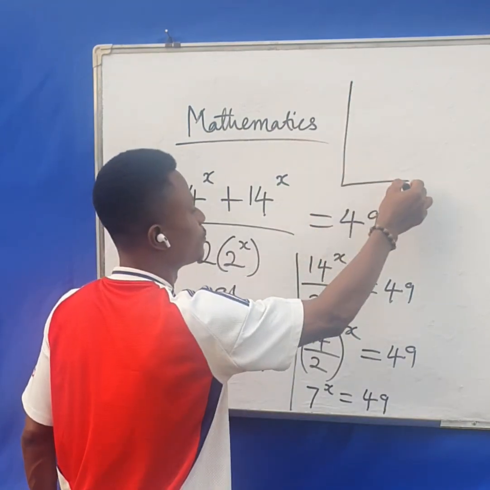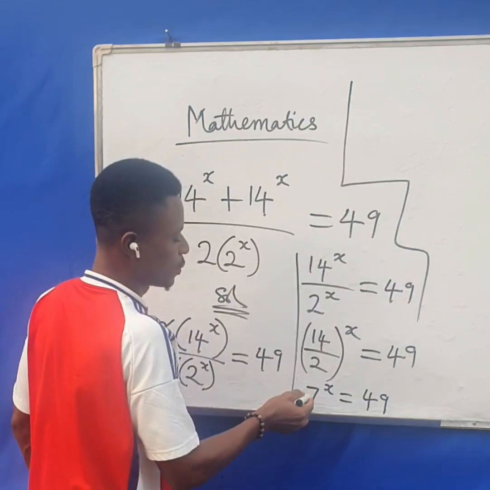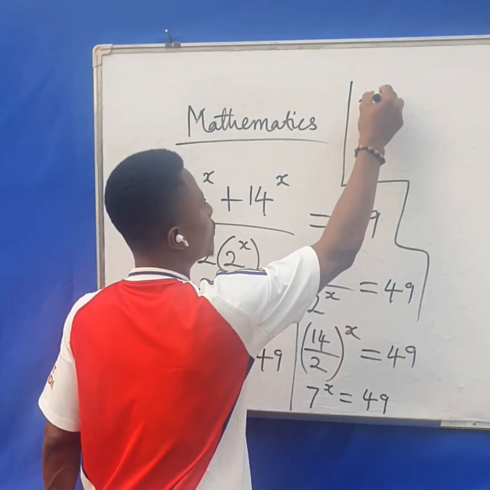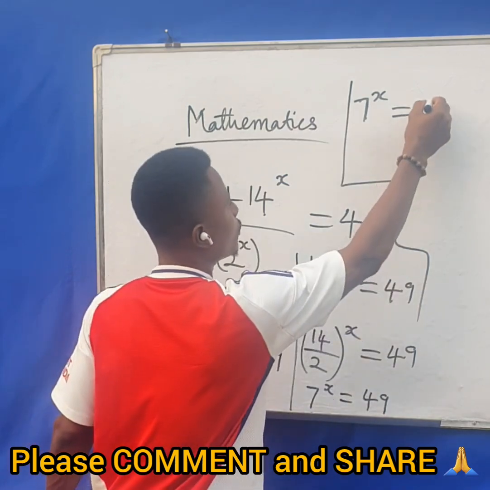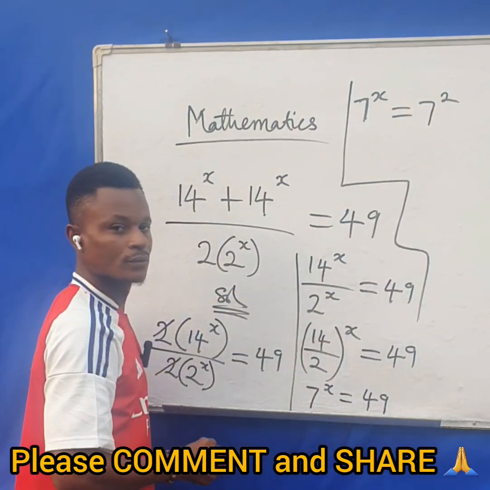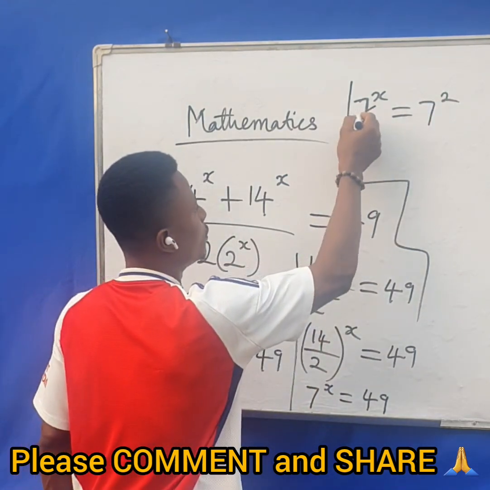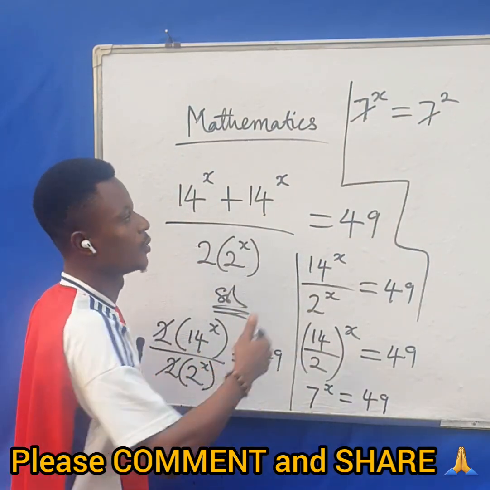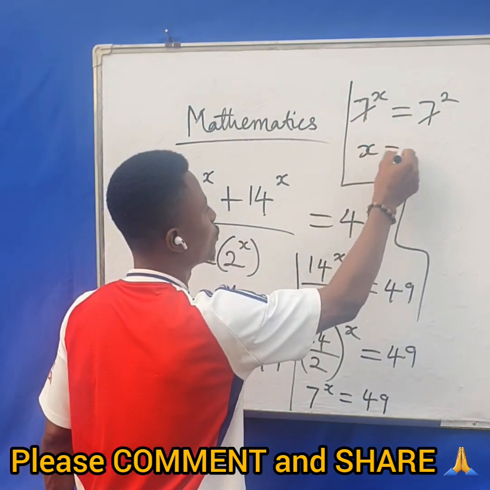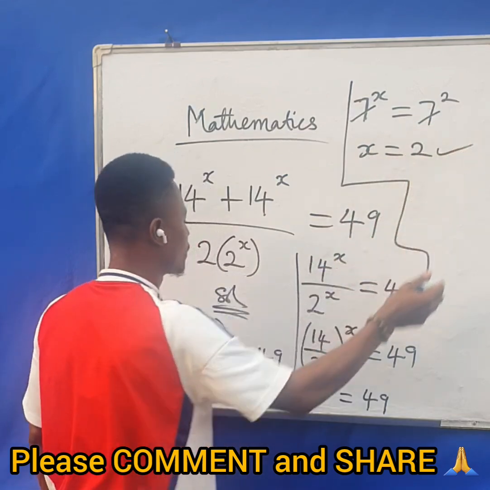Let me do it here. We have 7 raised to the power of x equal to, in place of this, write 7 raised to the power of 2. This 7 here and this 7 will cancel because they are in the same base. And we have x equal to 2. And this is the answer to this question.